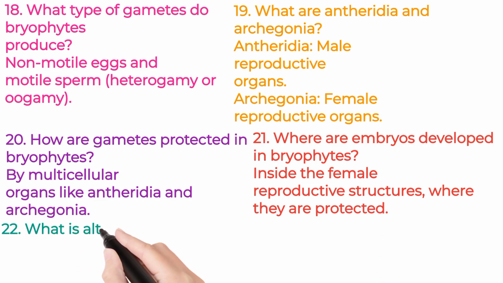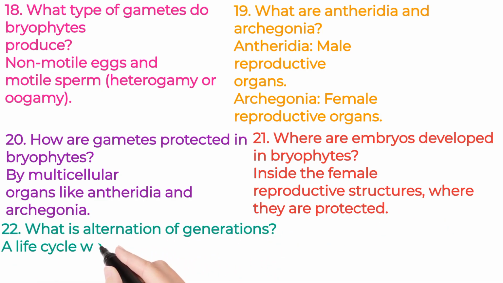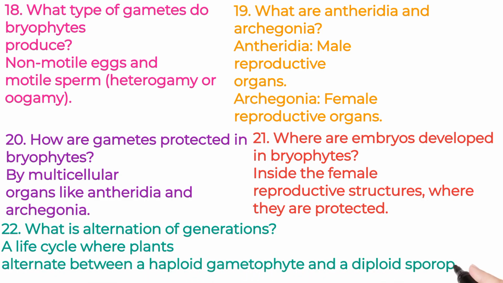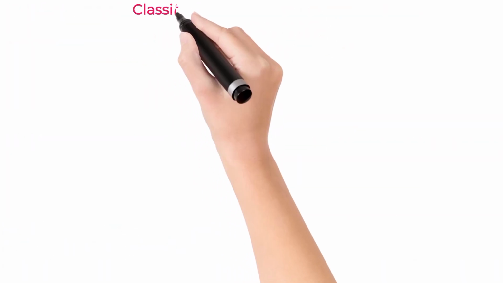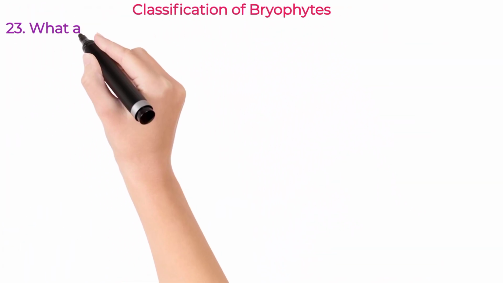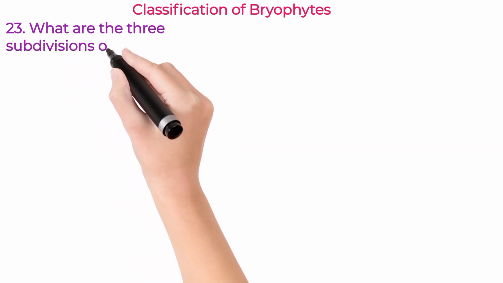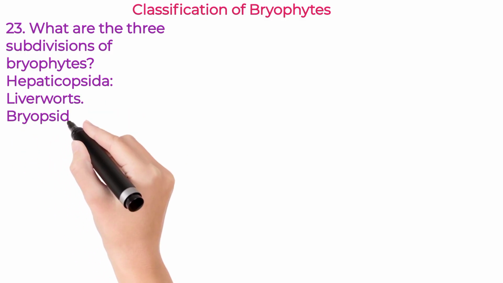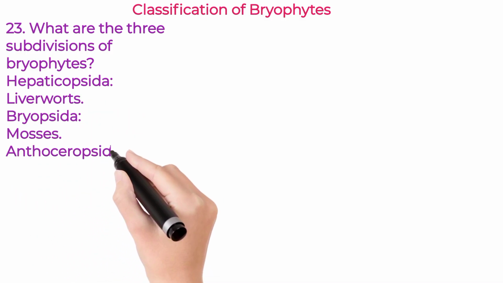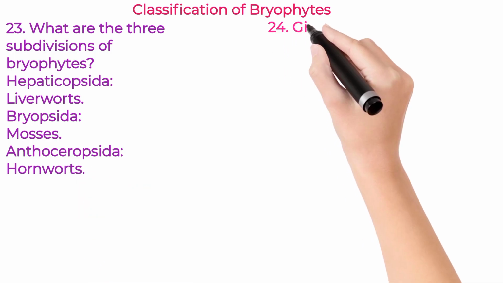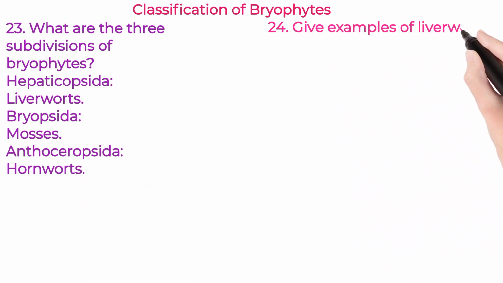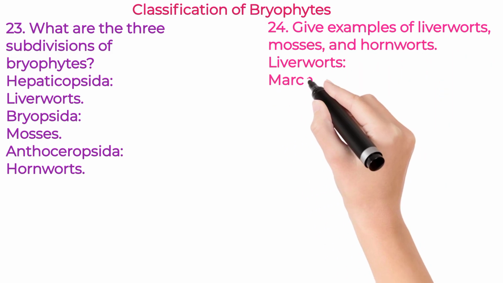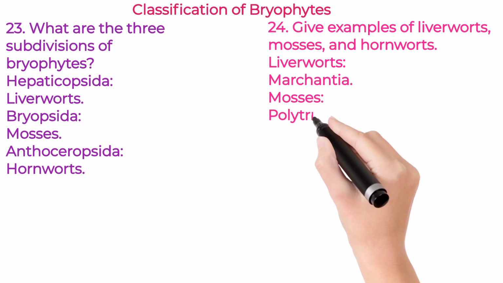22. What is alternation of generations? A life cycle where plants alternate between a haploid gametophyte and a diploid sporophyte. Classification of bryophytes. 23. What are the three subdivisions of bryophytes? Hepaticopsida, liverworts. Bryopsida, mosses. Anthocerotopsida, hornworts. 24. Give examples of liverworts, mosses, and hornworts. Liverworts, Marchantia. Mosses, Polytrichum. Hornworts, Anthoceros.